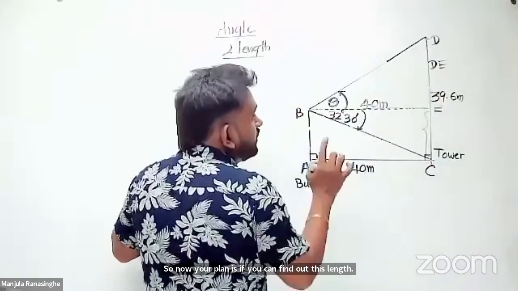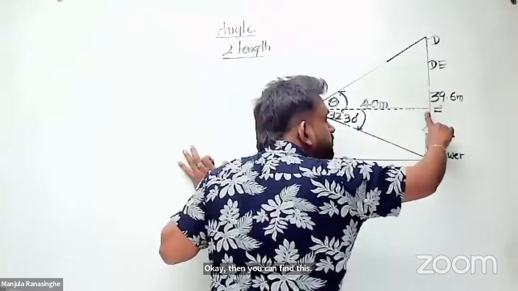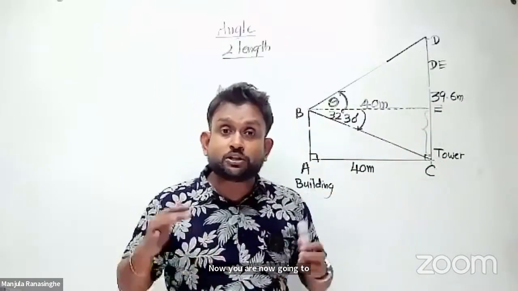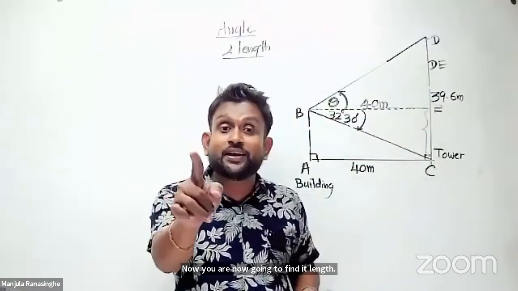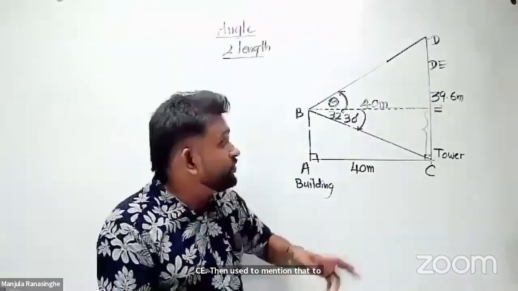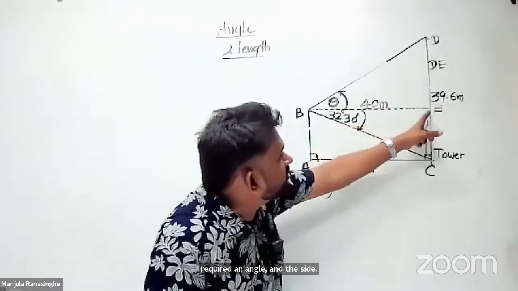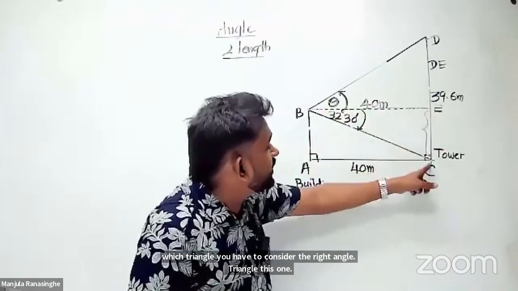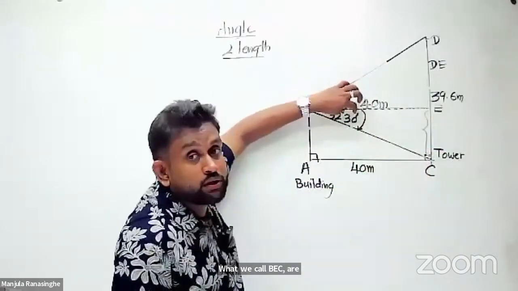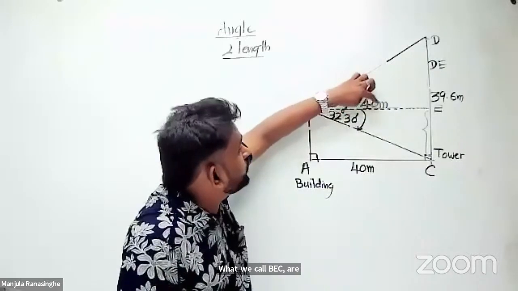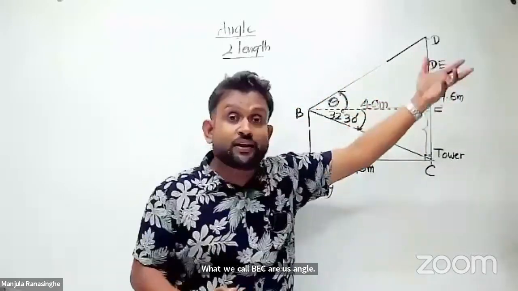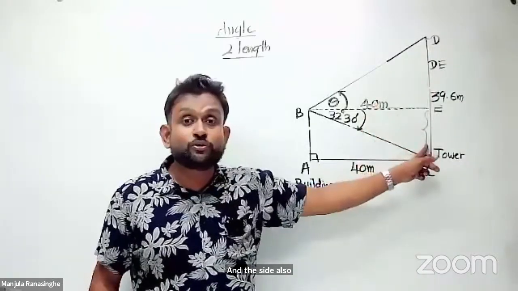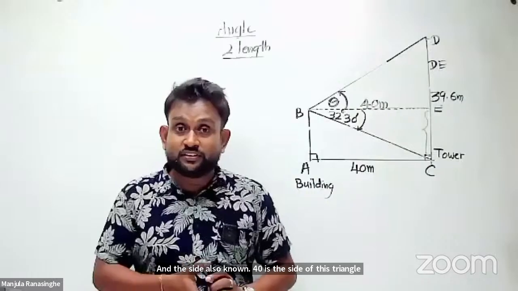So now your plan is, if you can find out this length, then you can find this length. Now you are going to find the length CE. To find the length we require an angle and a side. Which triangle do you have to consider? The right angle triangle, this one, what we call BEC. Yes, the angle is known and the side is also known. 40 is the side of this BEC triangle. Now side length and angle are known, so you can find CE. So this is the process.